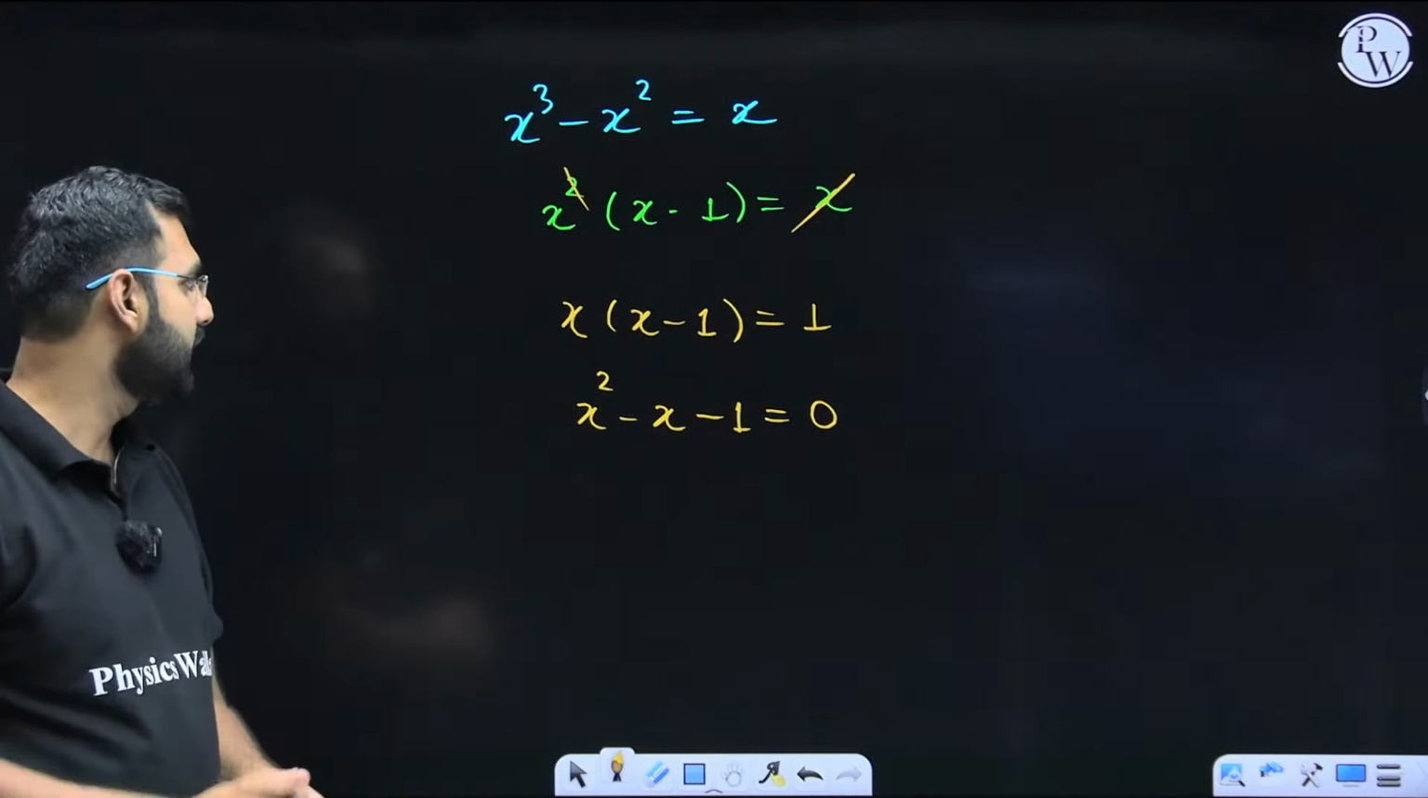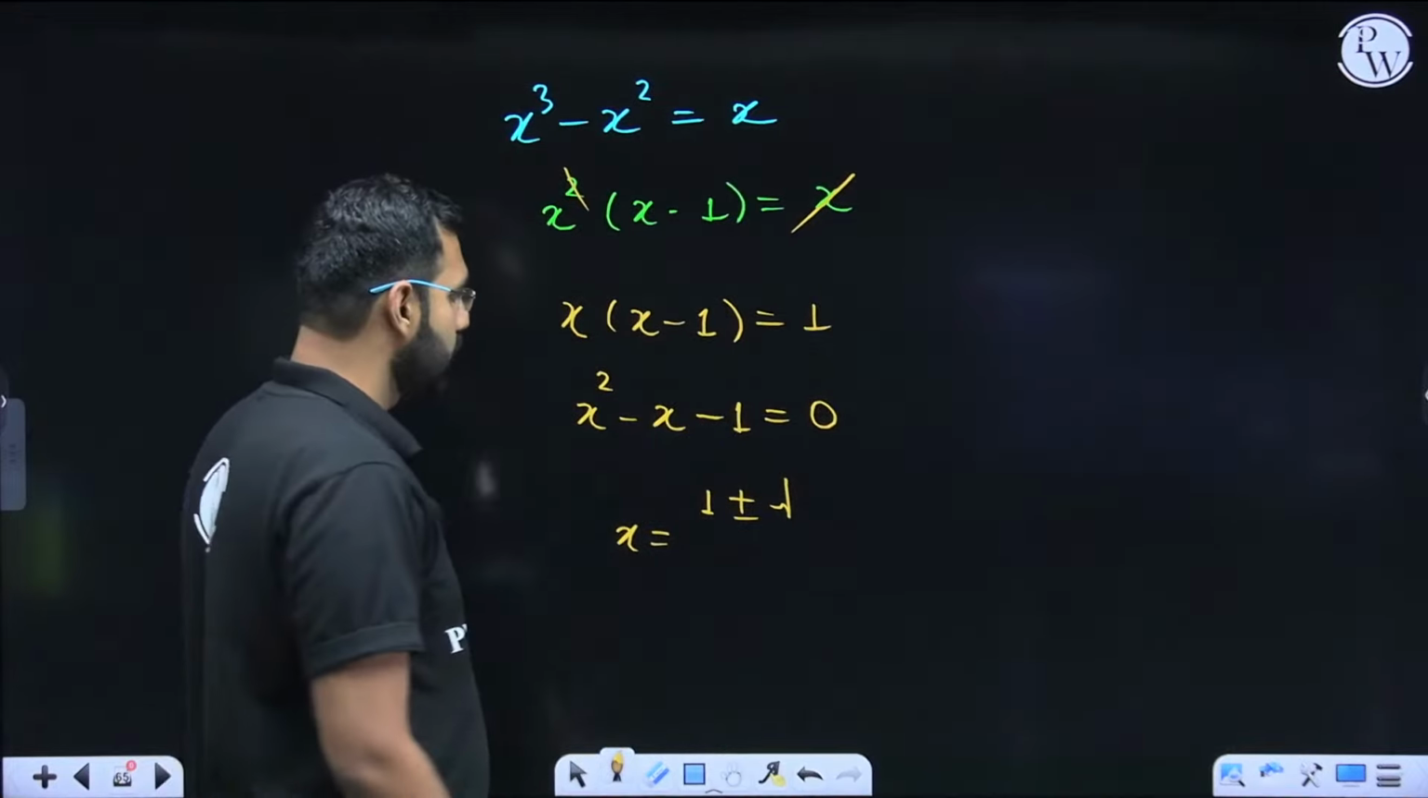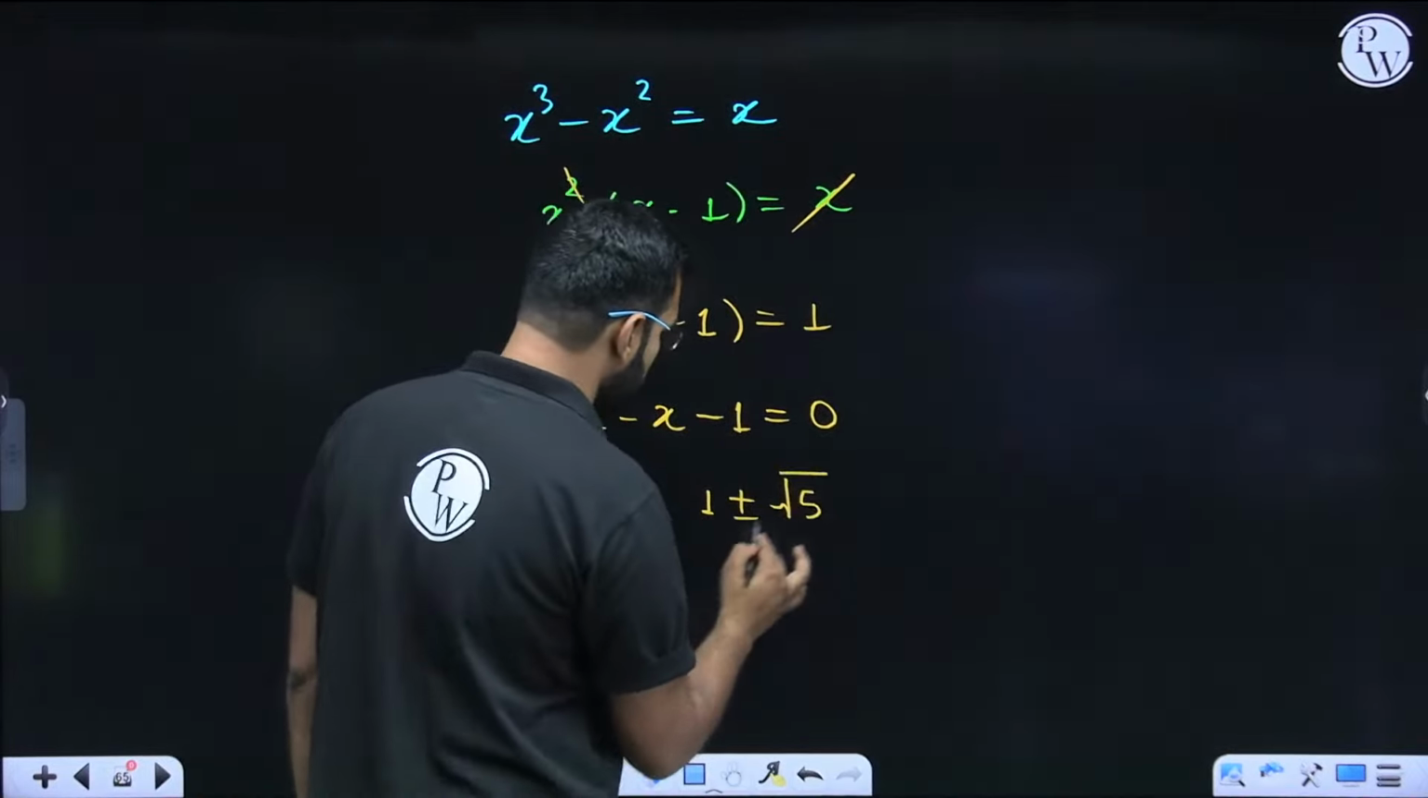What I'm getting is x square minus x minus 1 is equal to 0. Let's talk about its discriminant. So its discriminant will be what? b square minus 4ac. So its discriminant is positive, roots are real. So if I find its roots, they are going to be what? Minus b, which is 1, plus minus under root of b square minus 4ac. So 1, b square is 1, minus 4ac, that is plus 4. So 1 plus 4 is 5, upon 2a, that is 2.